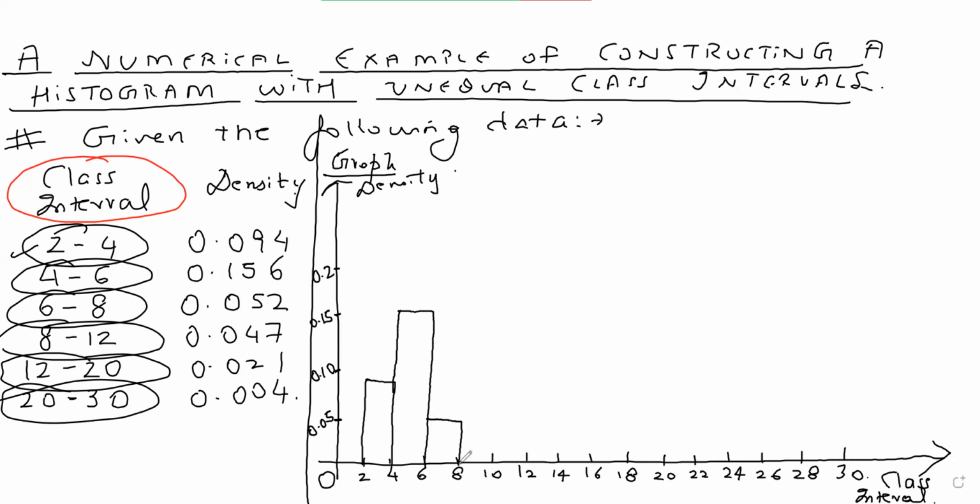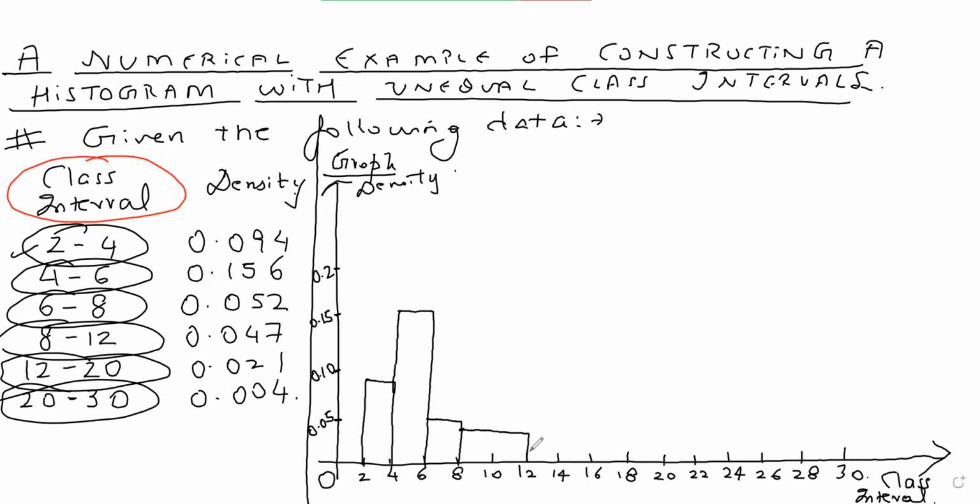8 to 10, 8 to 12. Now the gap is 8 to 12. From 8 to 12, I have 0.047. Now my rectangle is going to go from 8 to 12. From 12 to 20, I have 0.021.